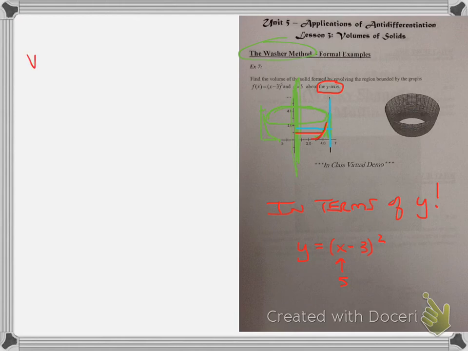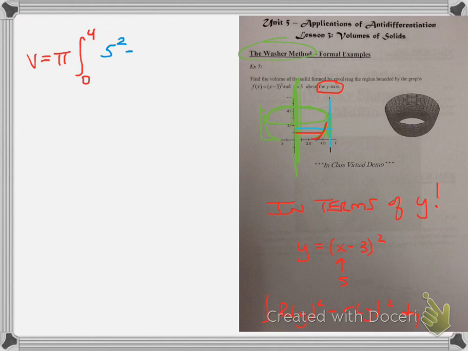So what does my volume look like? Well, still pi on the outside like usual. This time we are going from 0 to 4, right? Now remember, it's a washer problem. So the setup here is the outer radius squared minus the inner radius squared. And all in terms of y because it's a vertical axis of revolution. So we said before the outer radius was actually the line x equals 5. So there you go, 5 squared.